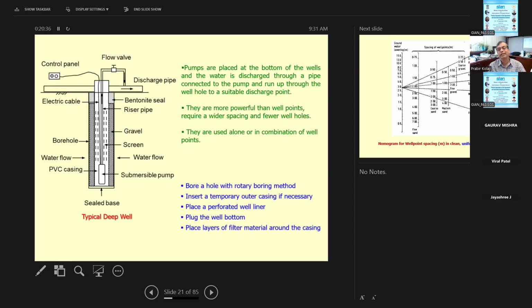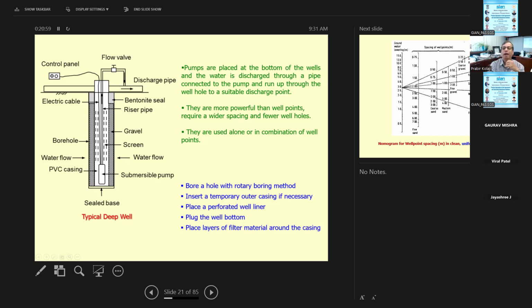So this is the deep well system. Again, the deep well system generally uses a submersible pump, and there is a PVC casing, and on the top there is a bentonite seal, and there is a riser pipe, and then the header pipe should be connected. It's the same concept, but the only thing is a submersible pump will be there, and that can pump because it's really deep.